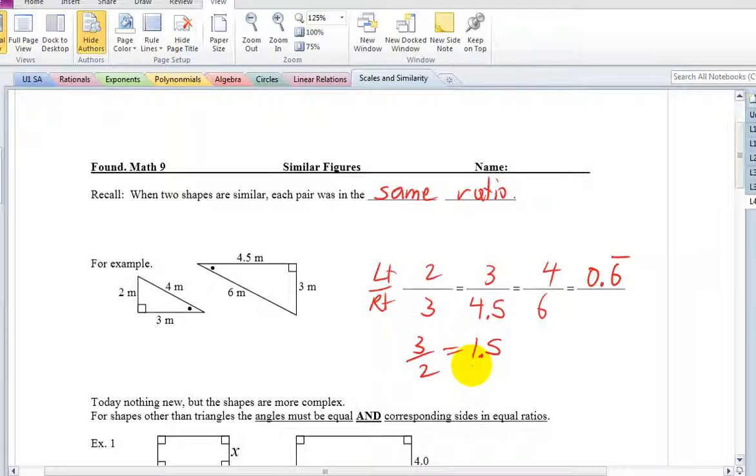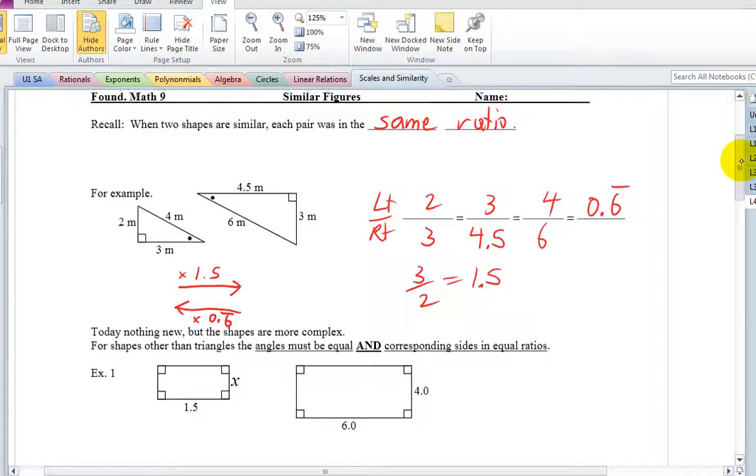And that's okay. It just means that's going from the small to the large or the large to the small. Okay. So if you're going this direction, it's timesing by 1.5. But if you're going this direction, you'll be multiplying by 0.6 repeating. So it kind of depends on what you're considering your starting point and what you're considering your final product.